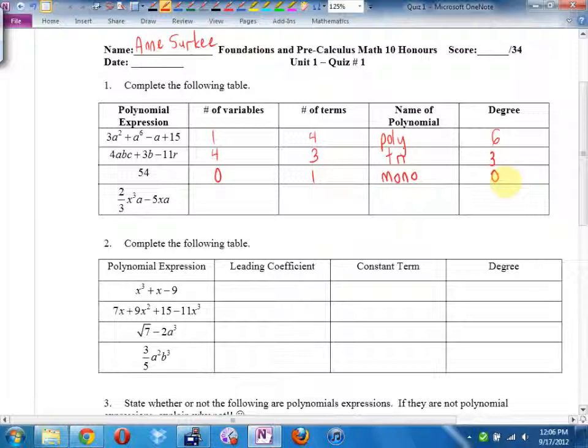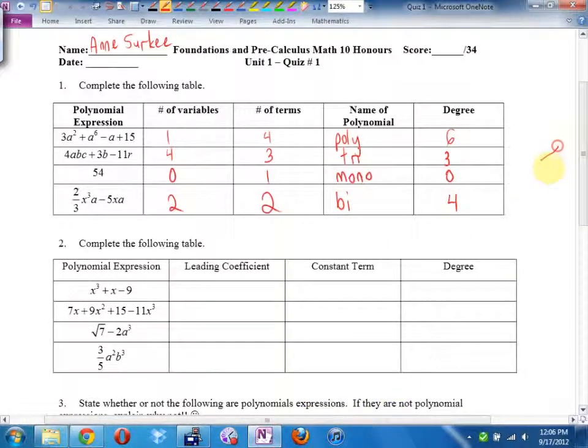Number of variables, x and a, 2. Number of terms, likewise, 2. So this is called a binomial, and the degree is 4. If you want to make life easy, you can give yourself a little score out of 4 by 4, 16 right there. That would work well.